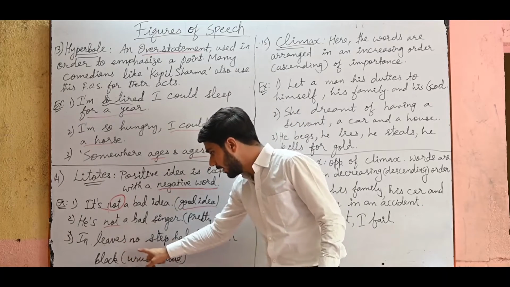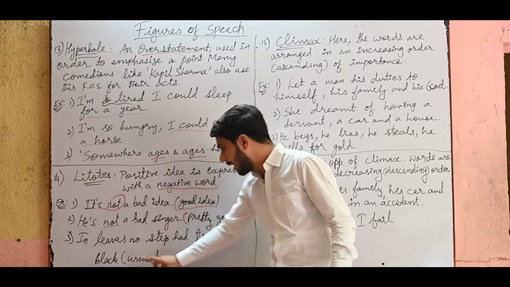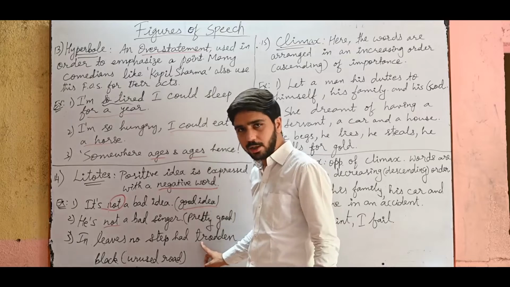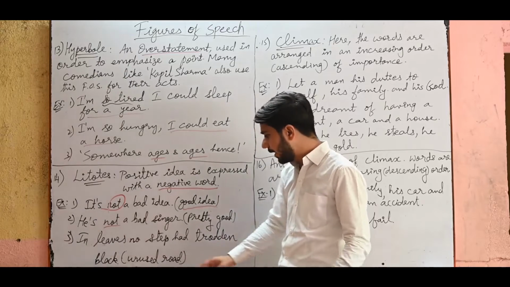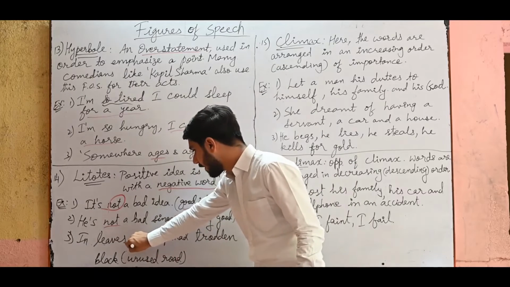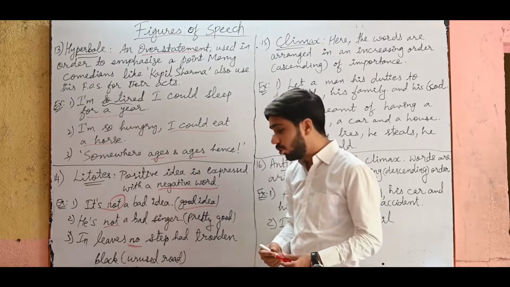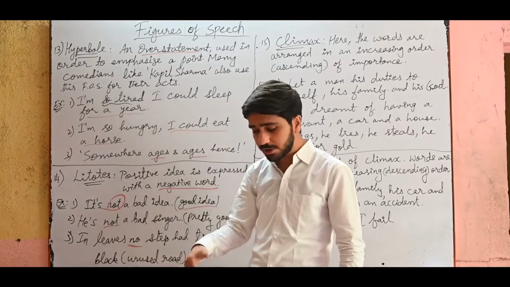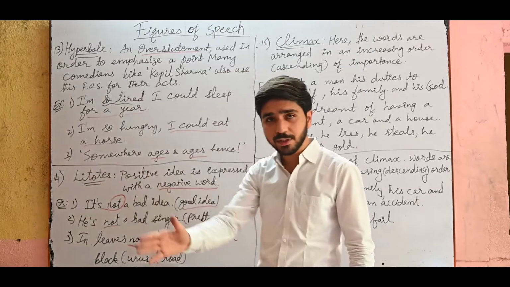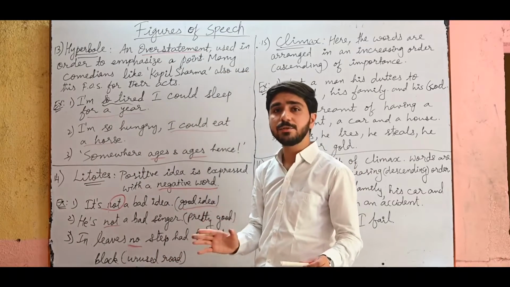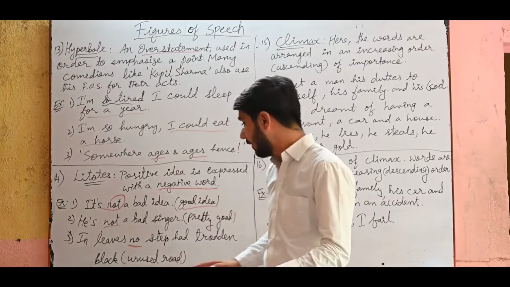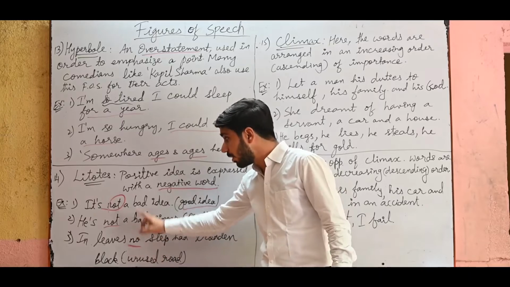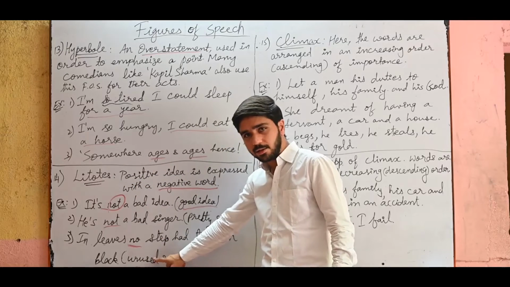Then, in leaves no step had trodden black. Same as this, I have taken this line from the poem The Road Not Taken by Robert Frost. And in this line, the poet says that no step, see, a negative word is there, no step had trodden black. It means the leaves were as they were. No step, the people had not walked on that road, meaning that road was unused. So the leaves were as they were. They were not walked over by the traveler. So here he has used litotes in this line.